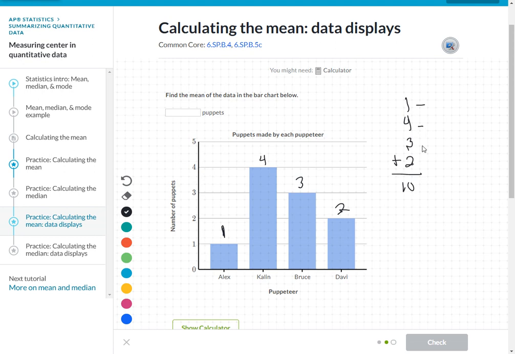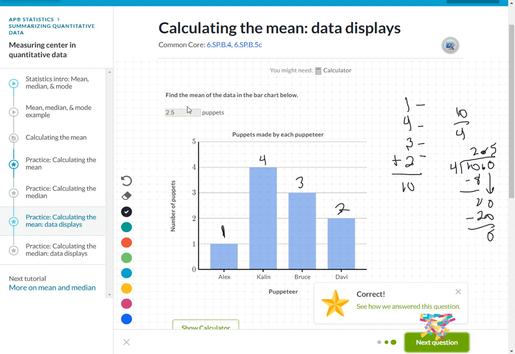There are 1, 2, 3, 4 data pieces. So 10 is being divided by 4, which becomes 4 going into 10. 4 goes into 10 2 times. 2 times 4 is 8 with a difference of 2. Add a decimal. So I can add a decimal and bring it up. 0 comes down. It's 20. 4 goes into 20 5 times. So the answer will be 2.5 when you finish cleaning this up. So my final answer would be 2.5. My average would be 2.5 puppets per person.